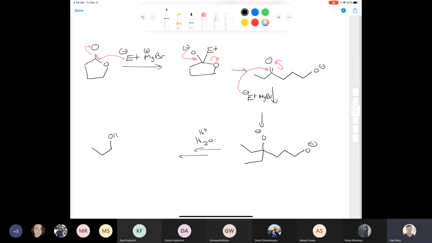So we've got a tertiary alcohol here. Oops, nope, I didn't mean to do that. There we go. And 1, 2, 3, 4. And there we have it. So that's the compound you would make, right? Because a Grignard adds twice. Grignard adds twice to an ester.